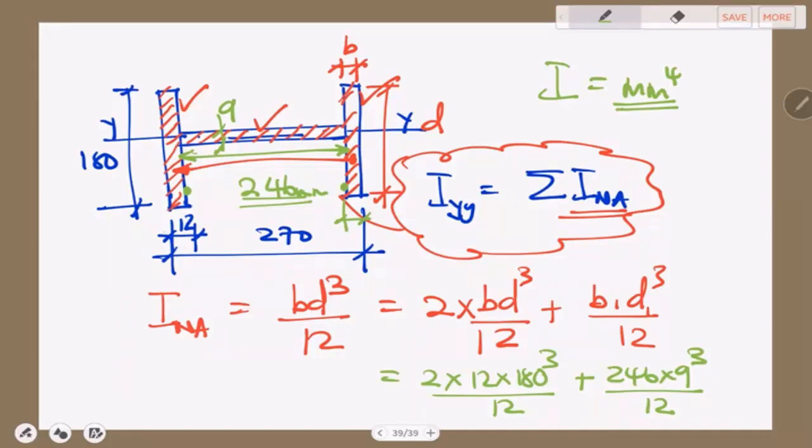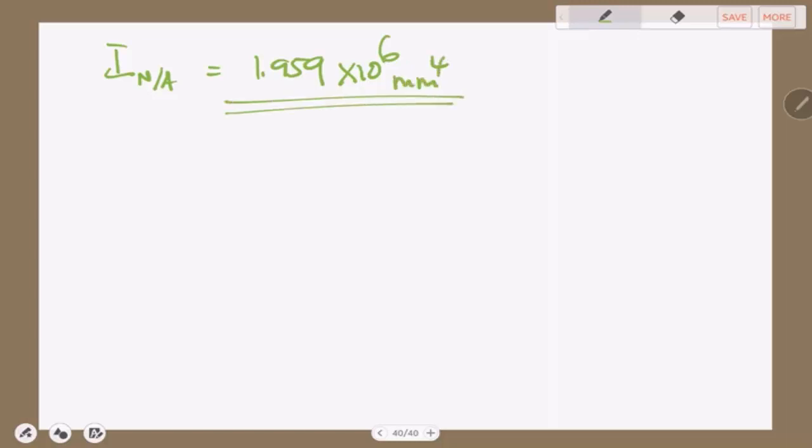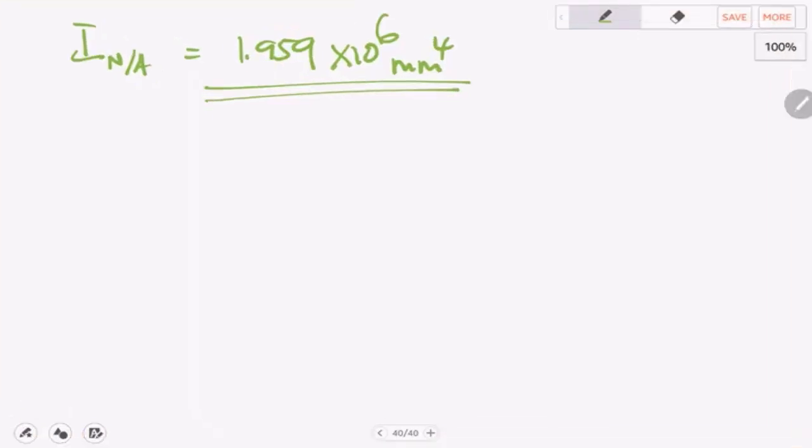Because our values are in millimeters already, I just want you to give me a figure and express it as 10 to the power 6. So it's 1.959 times 10 to the power 6 millimeters to the power 4. Is that the correct value? Yes, sir. Okay, so once you get this, we are good to go.